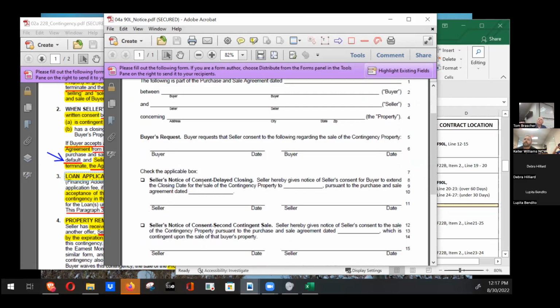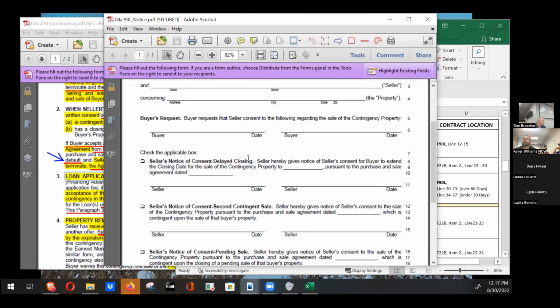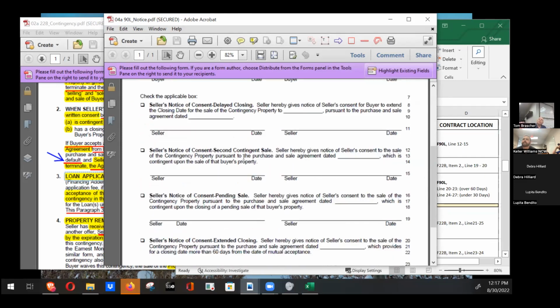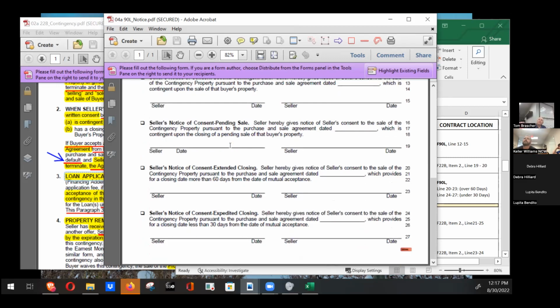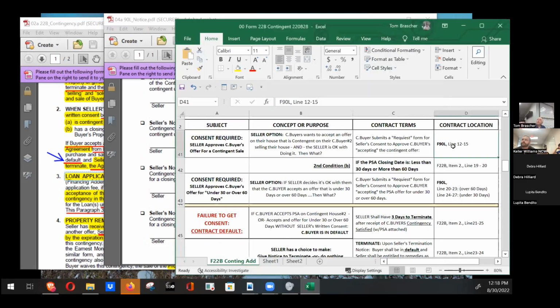So if you have seller's notice of consent for delaying closing, you check this one. For seller's notice of consent for second contingent sale, that would be that one. For the consent for a pending sale, there could be one where I get an offer that has a pending sale form in it, like 22Q. Or the seller's consent for extending closing, that would be if it's over 60 days. And if they wanted to accept one for expedited closing under 30 days, they would use that one. So 90L addresses all of those situations.